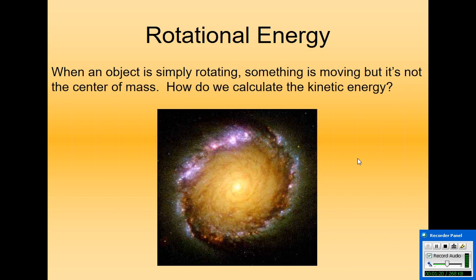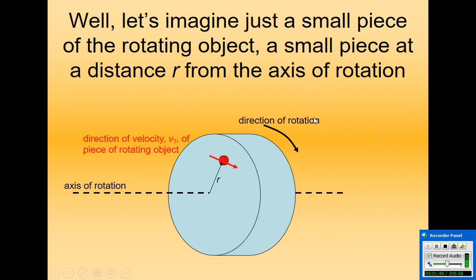Imagine a wheel rolling across the ground. There's rotational motion and the center of mass is moving. But what if the wheel is just spinning in place? The center of mass is not moving. There is still energy associated with motion due to the rotation of the mass of the wheel. We want to be able to calculate the kinetic energy associated with that rotational motion. How are we going to do that?